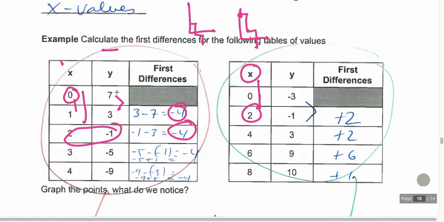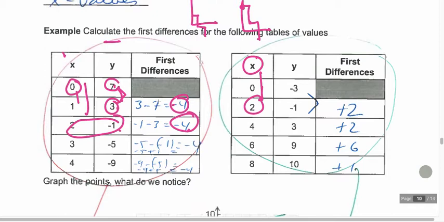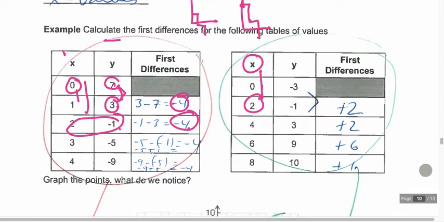How do you get that? You take this value, and you subtract that value, or you ask yourself in your head, how do I go from 7 to 3, minus 4? How do I go from 3 to minus 1, minus 4? Every time you have a straight line, your first differences will be the same.